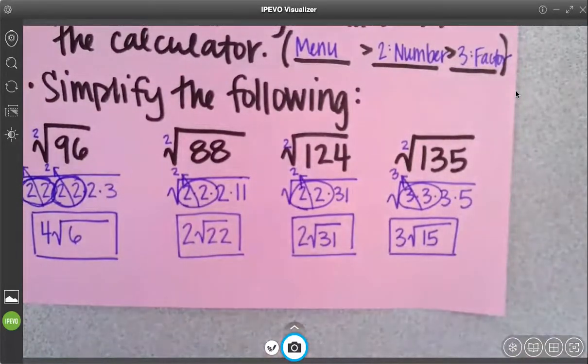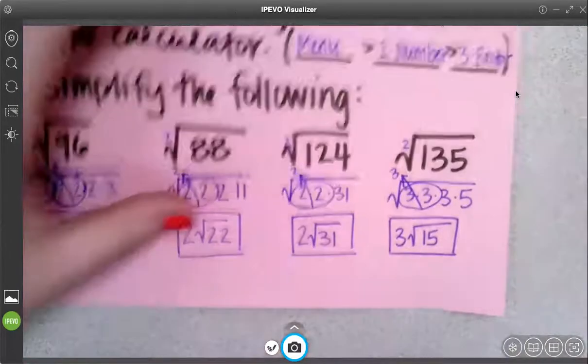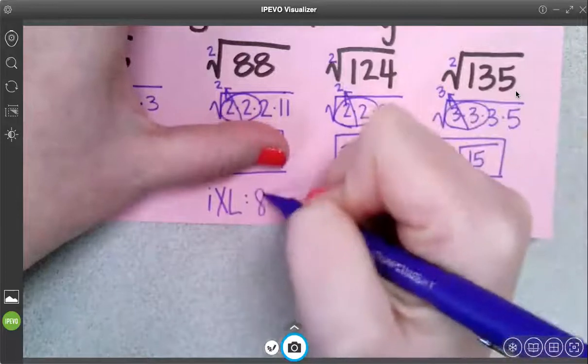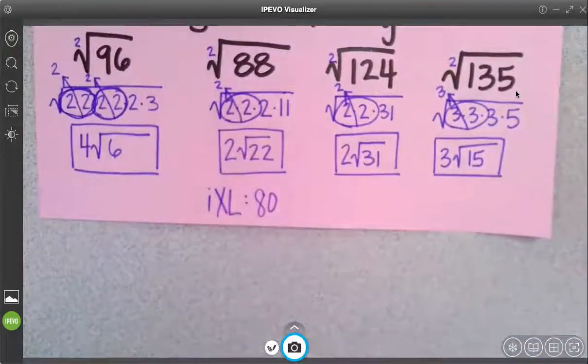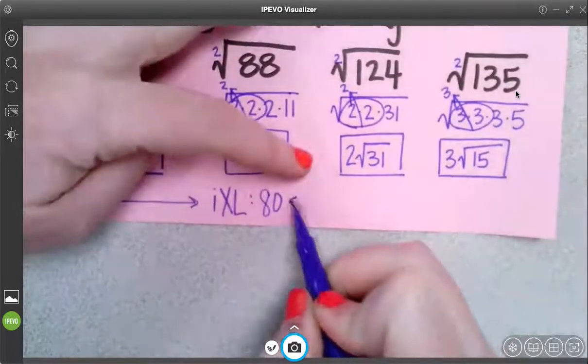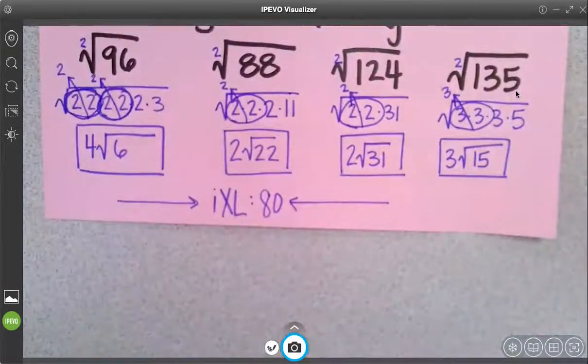You have an IXL on simplifying radicals. And you need to get to a SMART score of 80, as usual, on this IXL. That will be linked to your Google Classroom post for today. You'll also have another assignment.